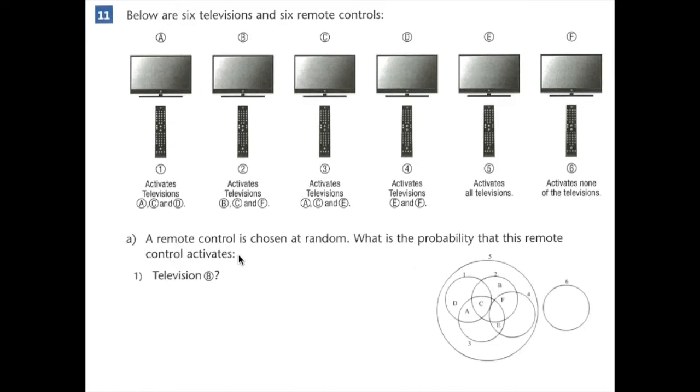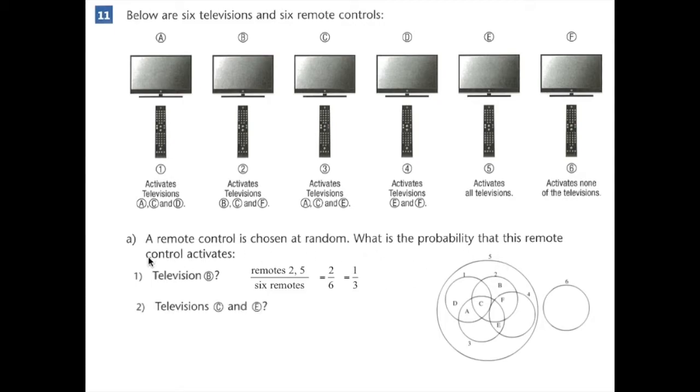What's the probability that this remote control activates television set B? Which ones activate television set B? Here's my B, and notice it's remote 2 and remote 5. That's 2 remotes out of the 6. Remotes 2 and 5 out of the 6 remotes, that's 2 out of 6, which is 1/3, or 0.3 repeating, or 33.3 repeating.